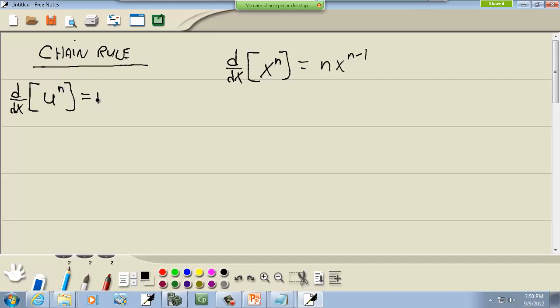Well, you can take your power, put it out in front, and then you lower your power by 1. Well, no, so far no change. But then you multiply it times the derivative of u. So that's going to be the rule we're going to work with.